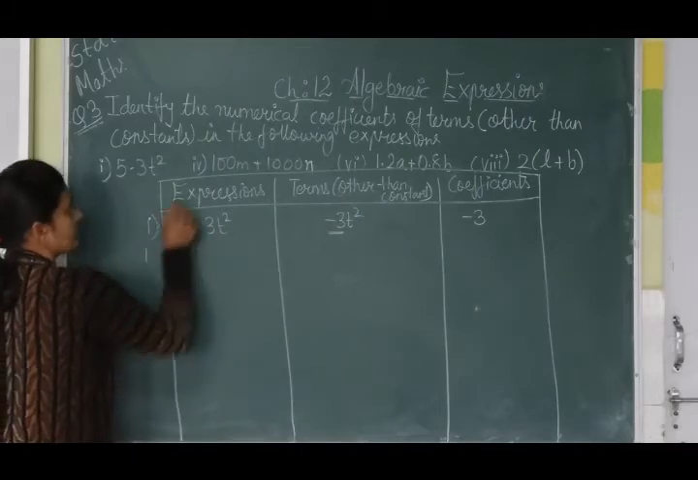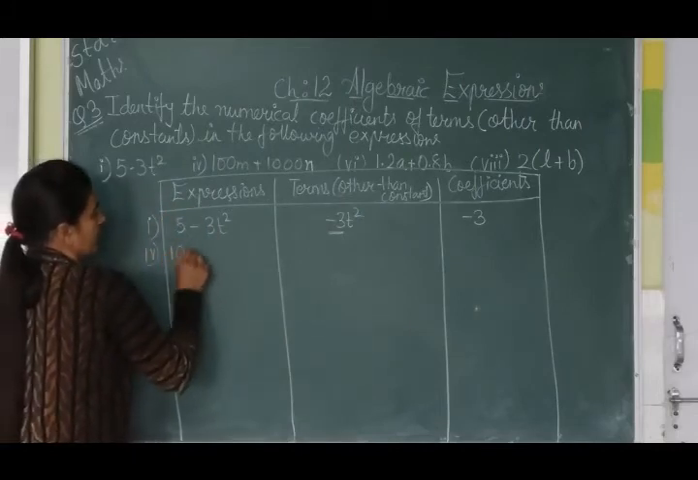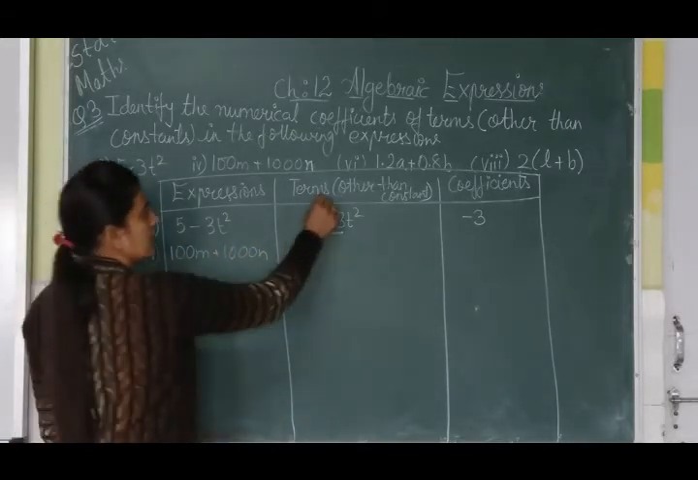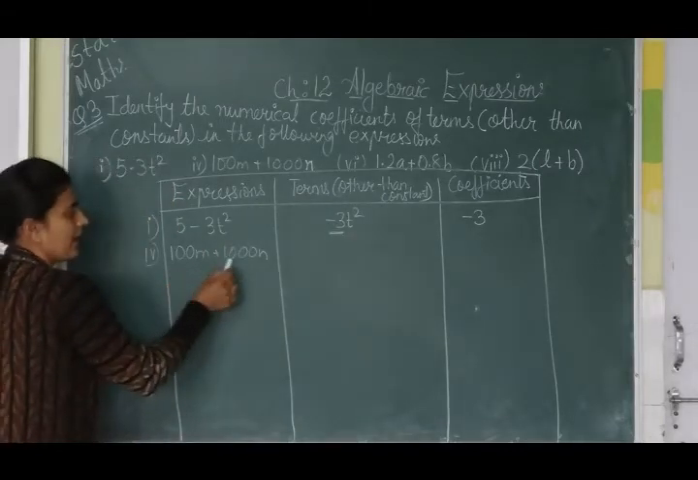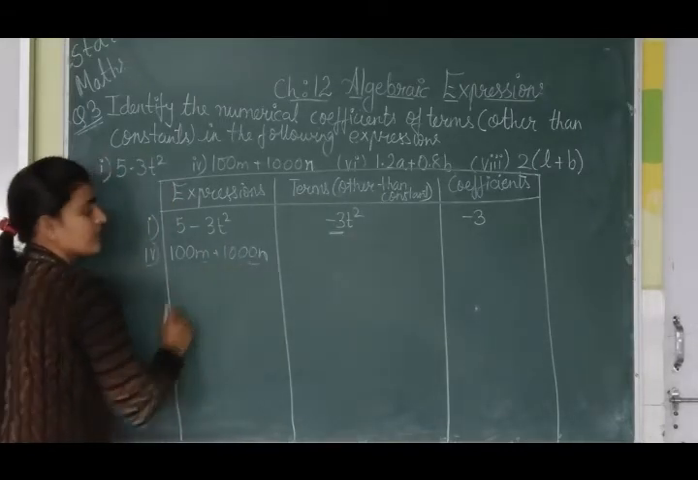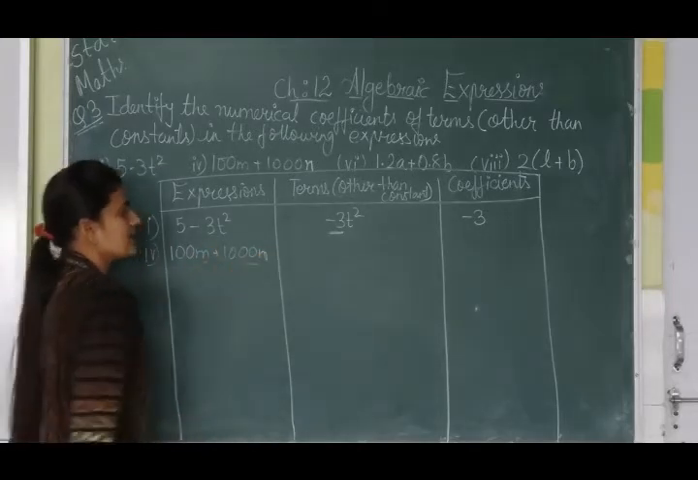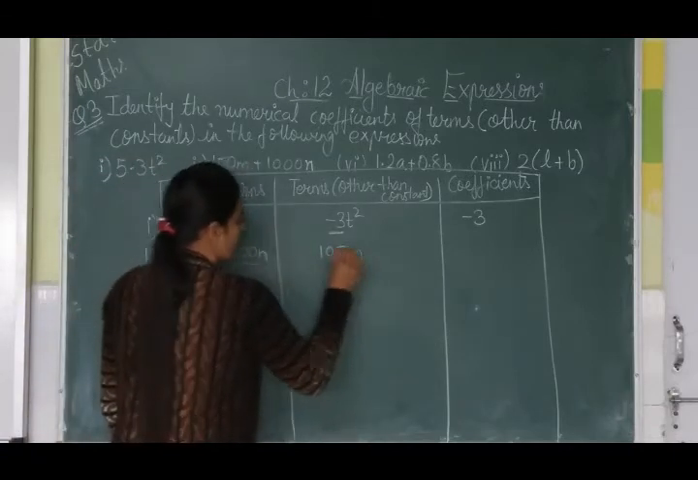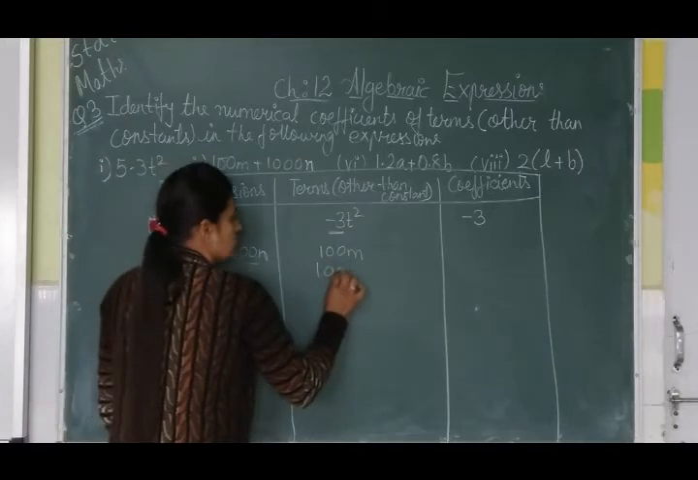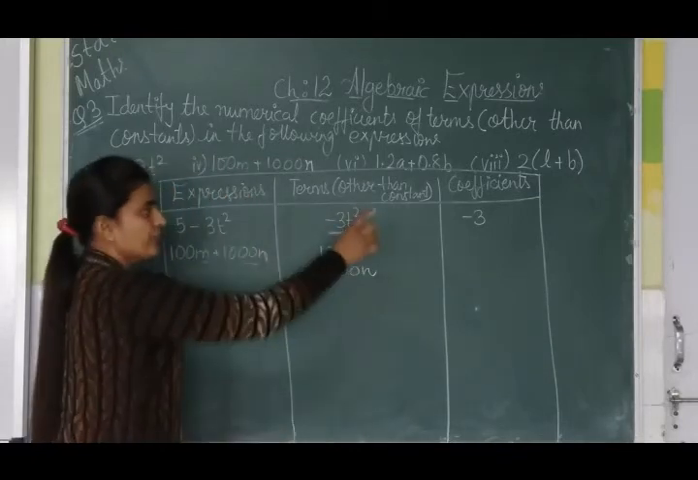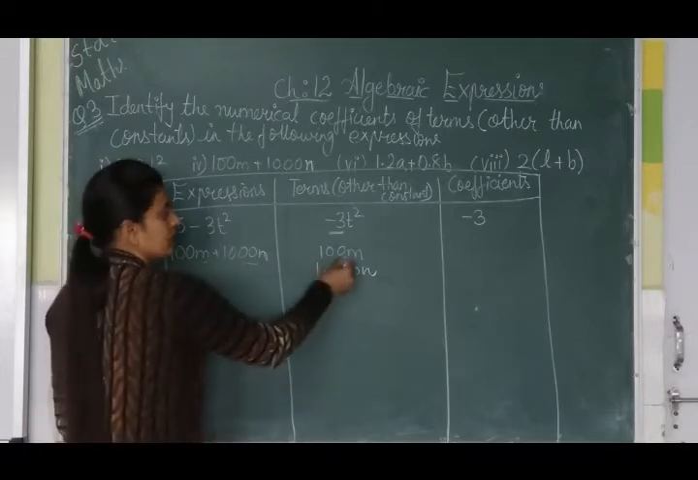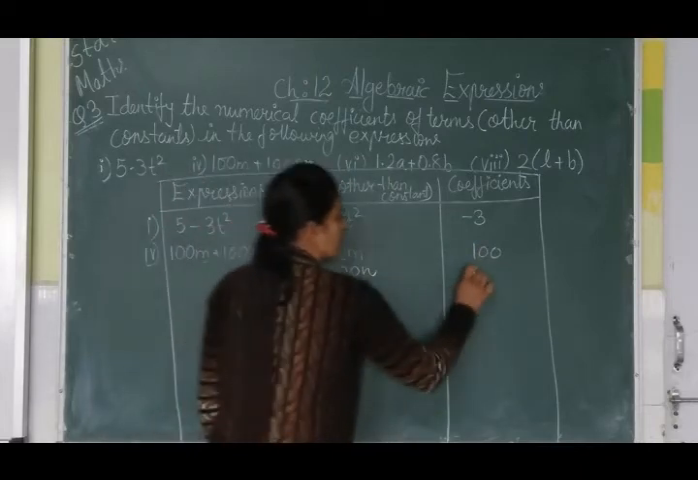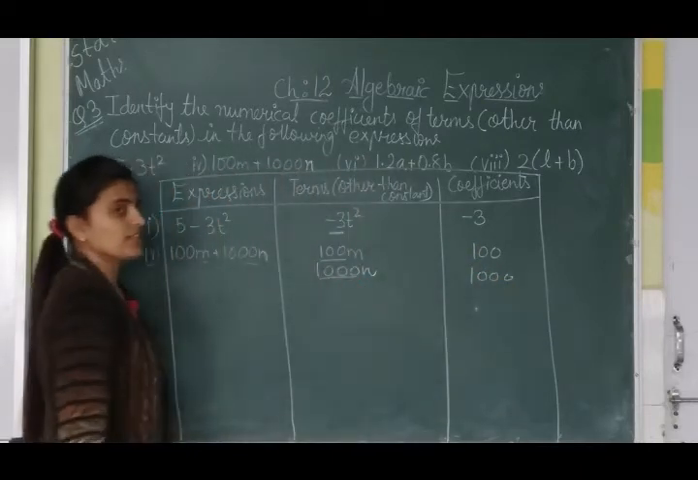Next, the fourth one, 110 plus 1000 n. Now here, terms other than constant: you can see 110 and 1000 n, both have variables. Here n is there and here n is there, so we have to write down both terms. First 110, and below it we will write down 1000 n. Now, which is the coefficient for 110? This number you can see, 100, so 100 is the coefficient. Here 1000 is the coefficient of 1000 n.